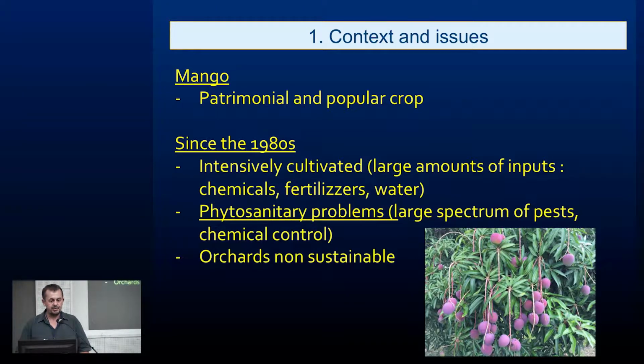Mango is also a patrimonial and very popular crop in Réunion Island, but for now 2 or 3 decades, with the Green Revolution, there was an intensification of this cropping system, with increase in use of chemicals, fertilizers, water, and so on. And so it implies some phytosanitary problems. Now you are not surprised with that. You know that the more pesticide you put in, the more problems you will have with pests. So we had problems with the sustainability of mango orchards in Réunion Island.